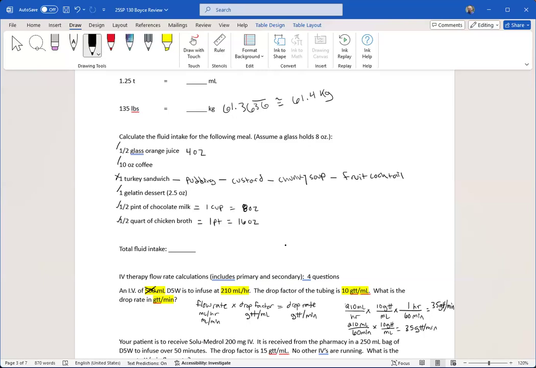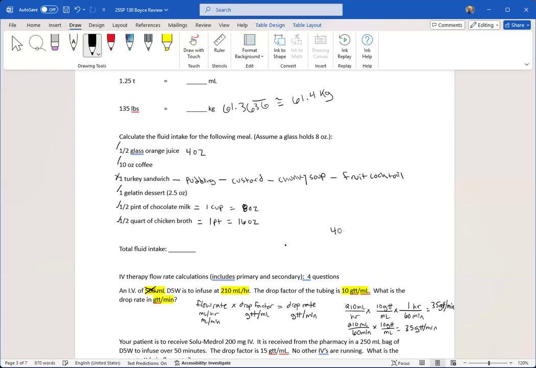So what I'm going to do is I'm just going to add them all together, right? So I'm going to take my calculator. And I'm going to show you another way to do this if you don't like what I'm doing here. There's a couple different ways to do this. So I'm going to take 4 ounces plus 10 ounces plus 2.5 ounces plus 8 ounces plus 16 ounces. And I'm going to get a total of 40.5 ounces.